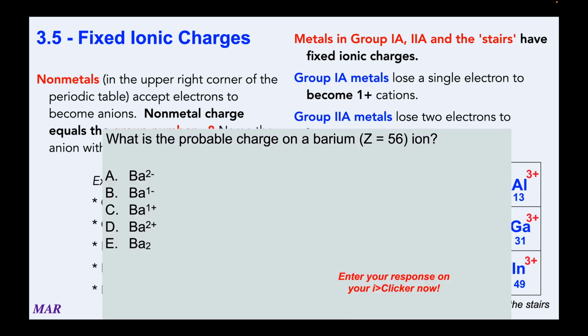What is the probable charge on a barium ion? All right. So what we would do to figure this out, we would see where barium is on the periodic table. Its atomic number, Z, is 56, so that means 56 protons. But important here, barium is in group 2A. It's an alkaline earth metal, and all the alkaline earth metals in group 2A are going to be +2.